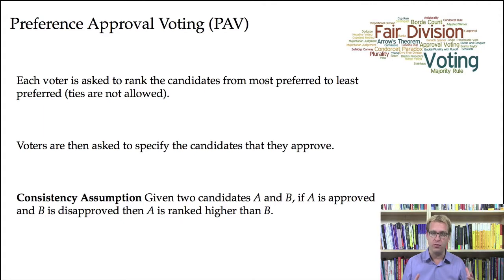So preference approval voting asks the voters to rank the candidates from their most preferred to their least preferred as usual. No ties are allowed. But it also asks you to specify which candidates you actually approve of. And naturally, we're going to make a consistency assumption that if you approve of a candidate, then you approve of all candidates ranked above that particular candidate.